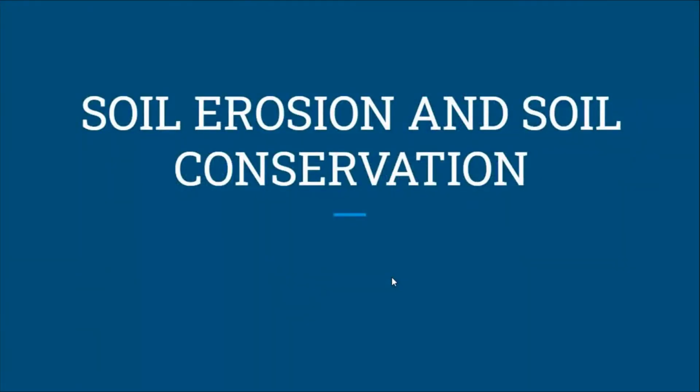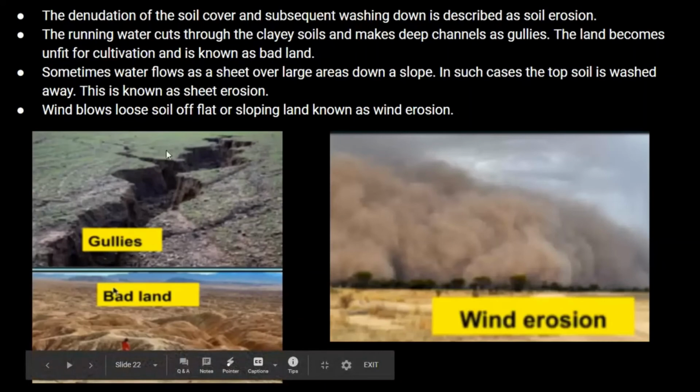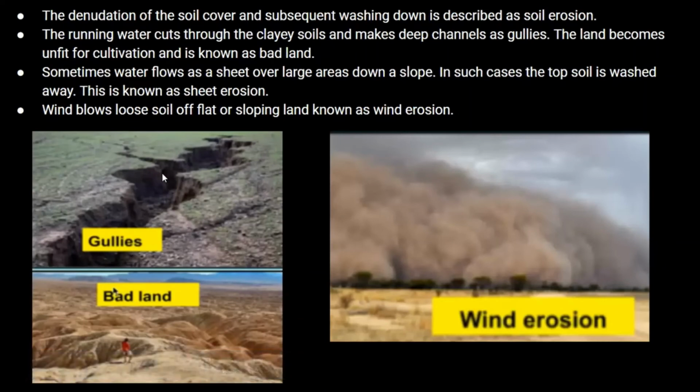The last topic of the chapter: soil erosion and soil conservation. The denudation of the soil cover and subsequent washing down is described as soil erosion. The running water cuts through the clayey soils and makes deep channels known as gullies. The land becomes unfit for cultivation and is known as bad land. So see here guys, you can see this picture. You can see clearly that running water makes what? Gullies. In that picture you can see, and it leads to bad land. So we can't cultivate any crop.